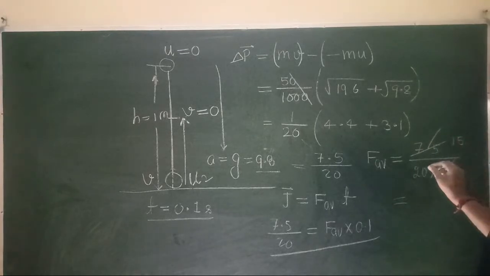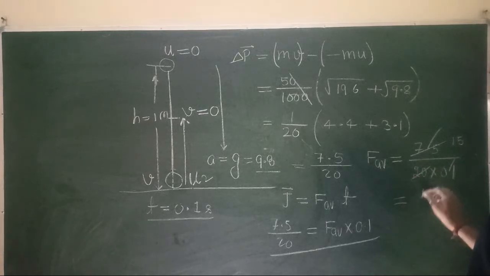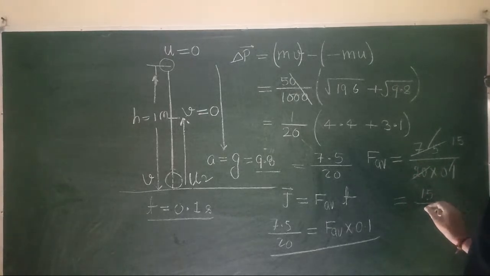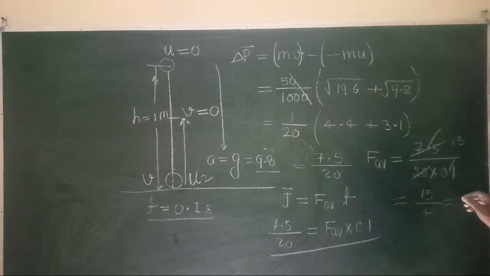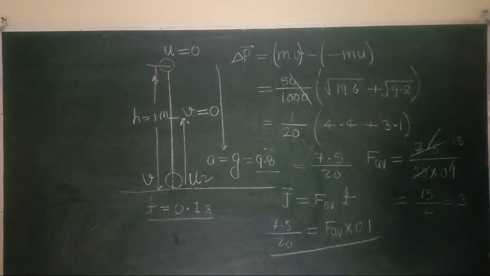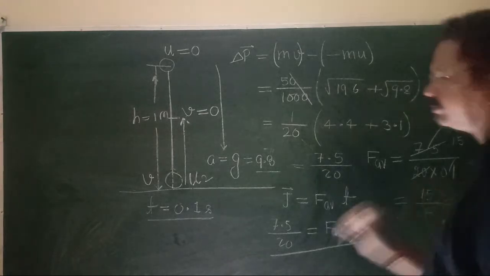15 upon 4. This is equal to what? 3.33, zero something like that.